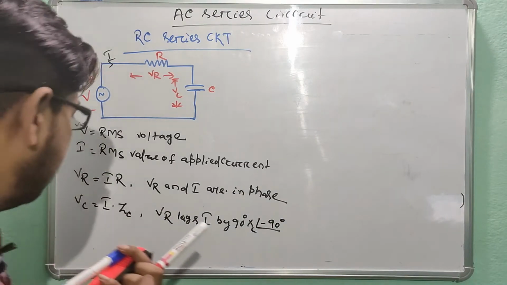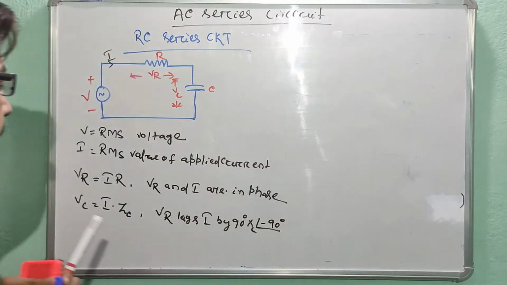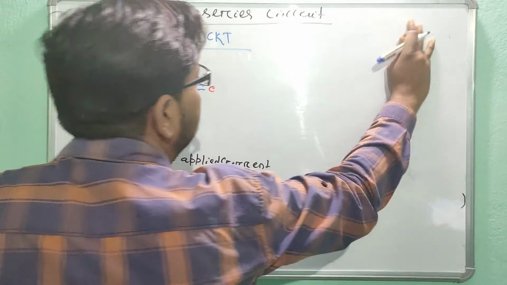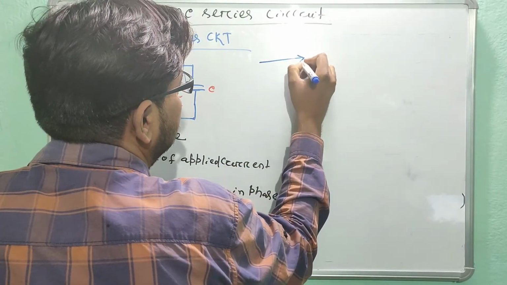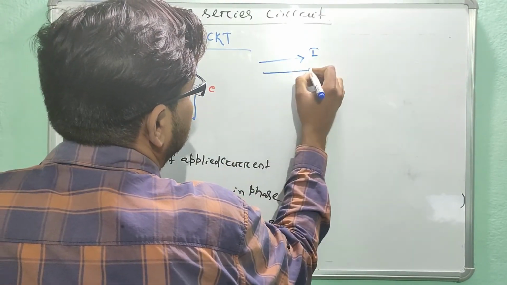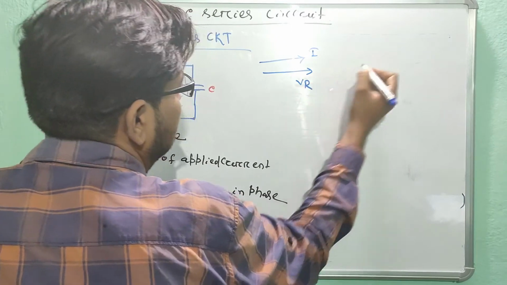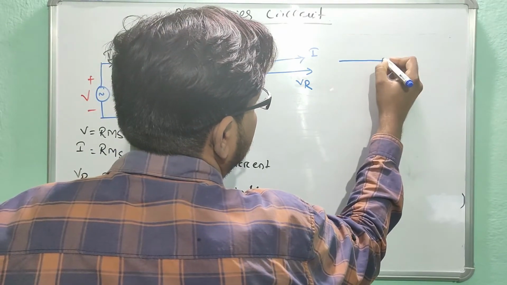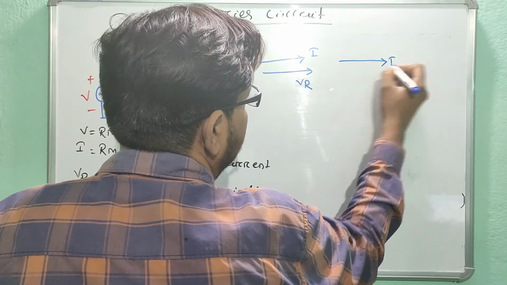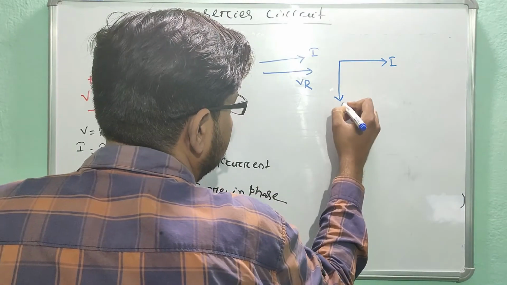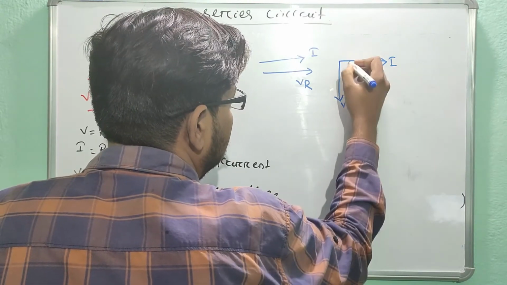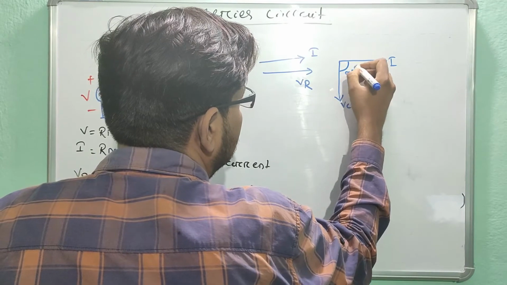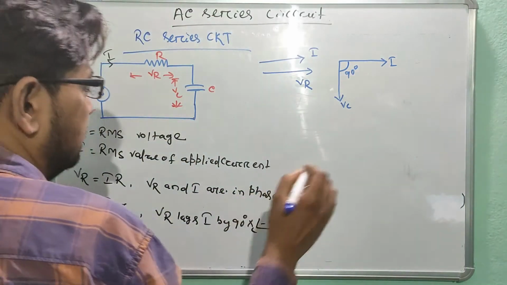So then what is my vectorial representation? This is my I and this is my VR, and this is your VC, this is 90 degrees. So what is my resultant vector?